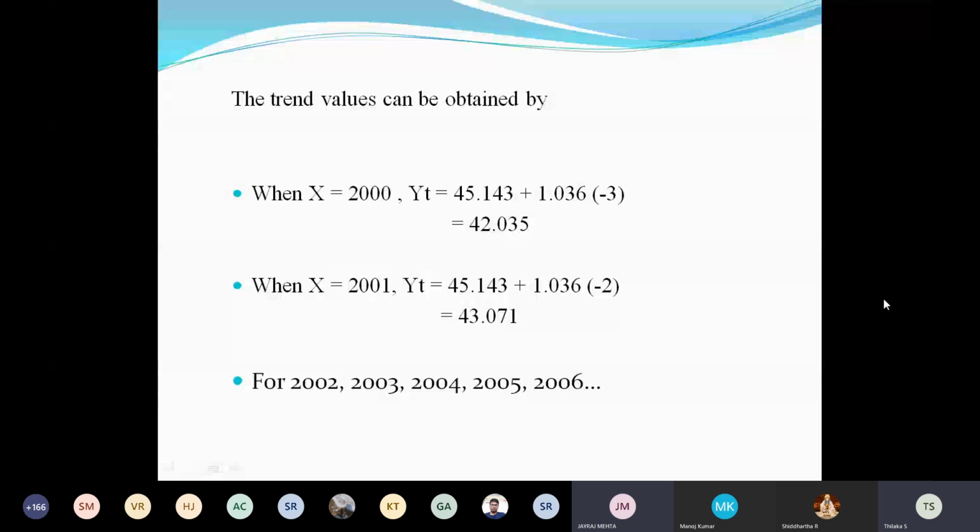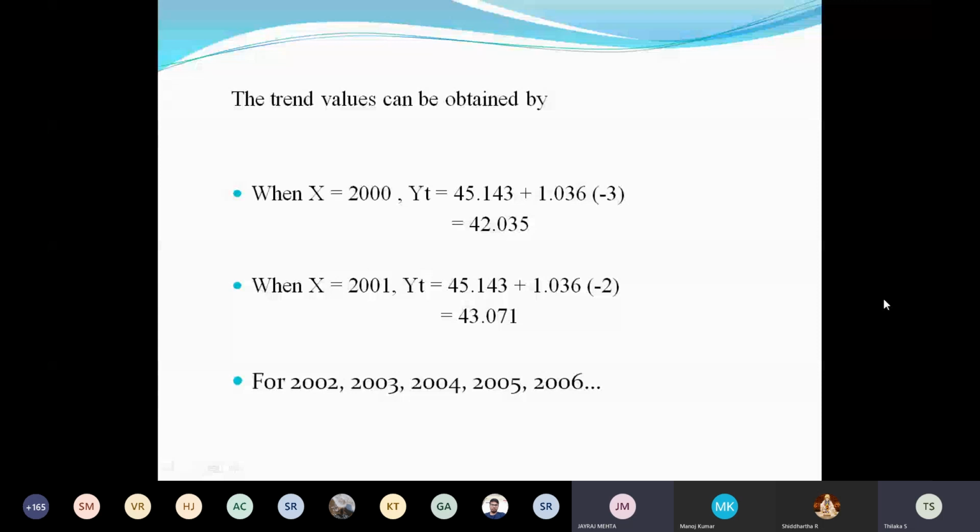For the year 2002, the time period value, the capital X value, which we assigned is -1. So for the year 2002, it is 45.14 plus 1.03 into -1, which is equal to 44.1. Likewise, we have to calculate for the years which were given. In the problem, it was given from 2002 till 2006, so we have to calculate the trend values from the year 2000 to 2006.